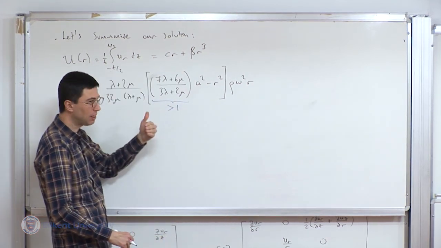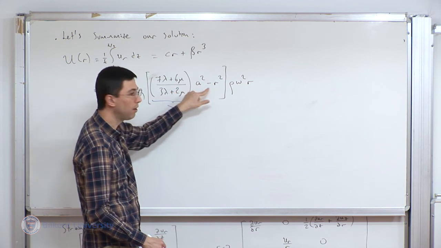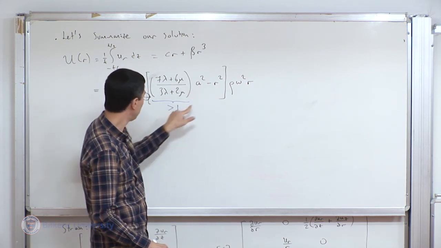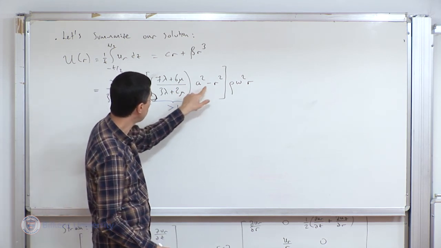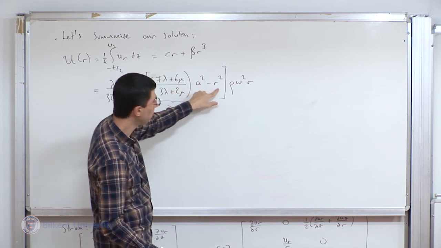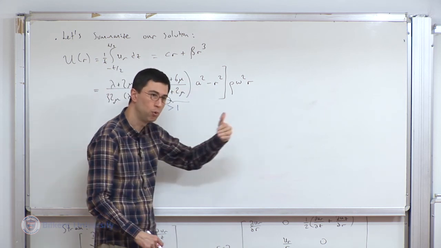It would move inside. That wouldn't make sense. If it were 1, it would be 0. It wouldn't move at all. But this factor is larger than 1, so a squared times something larger than 1 minus a squared, so it's positive. So that point moves outwards.